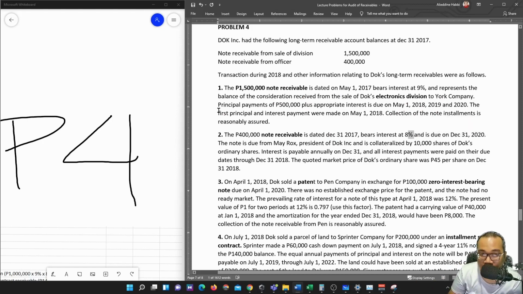The first principal and interest payment were made on May 1, 2018 as it is na bayaran niya. Collection of the note installment is reasonably measured.